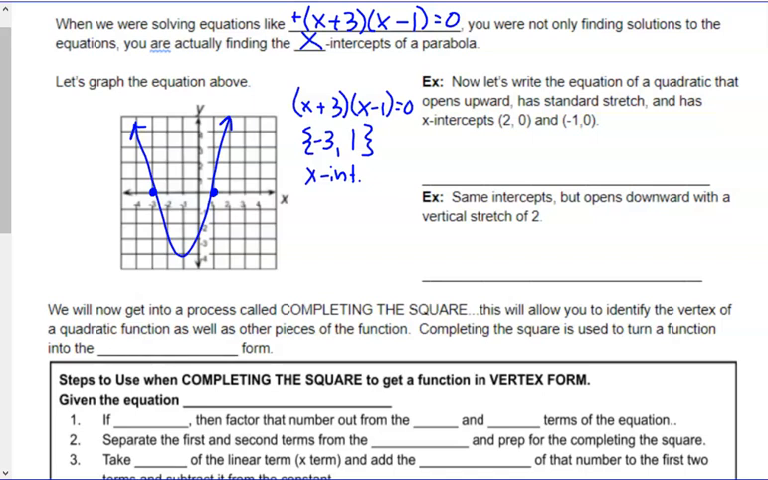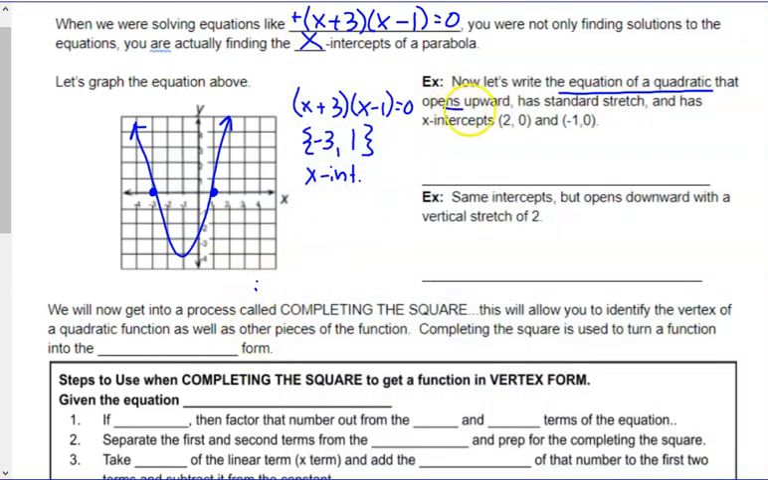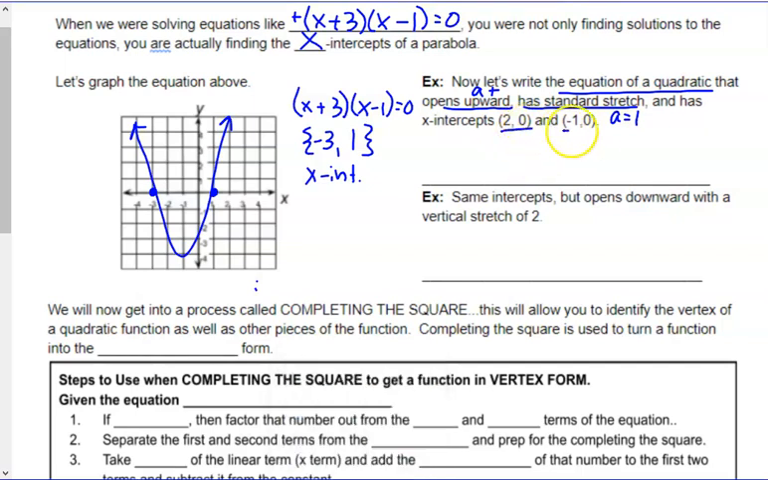So, what if we are asked to write an equation of a quadratic function that opens upward? So if we open upward, remember A is positive. It has a standard stretch. That means that our A value is equal to 1. We don't do anything. Remember, 1/2 kind of widens it out. A number that is bigger than 1, we make it skinnier. And we have x-intercepts of (2, 0) and (-1, 0). Now, this isn't an ordered pair form. We are just saying where those x-intercepts are.